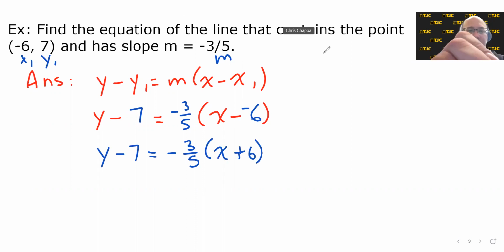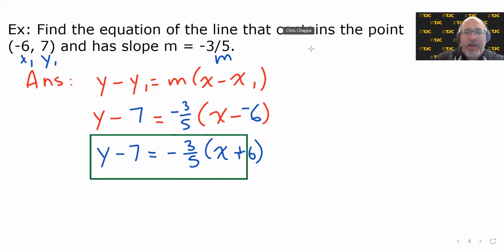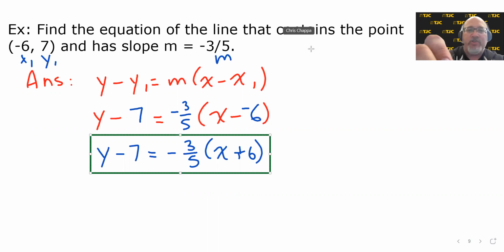Again, whether or not you stop here depends on whether or not the instructions to a problem ask you to write the equation in point slope form. This one is in point slope form, so if that were the instructions, then we would be done.